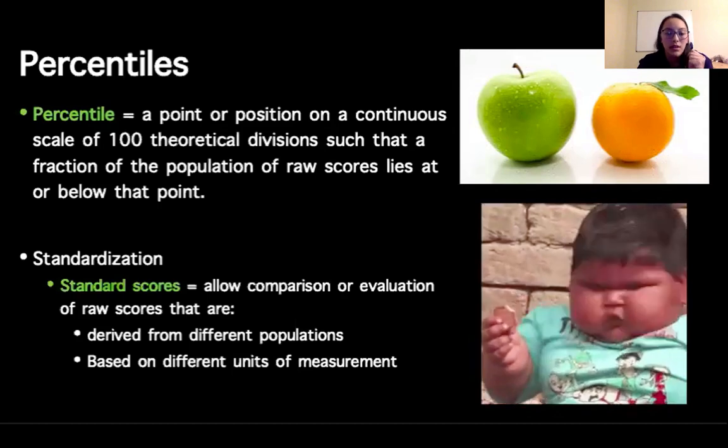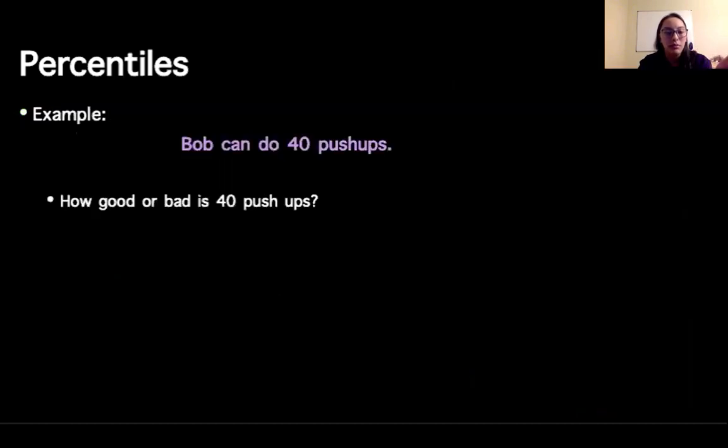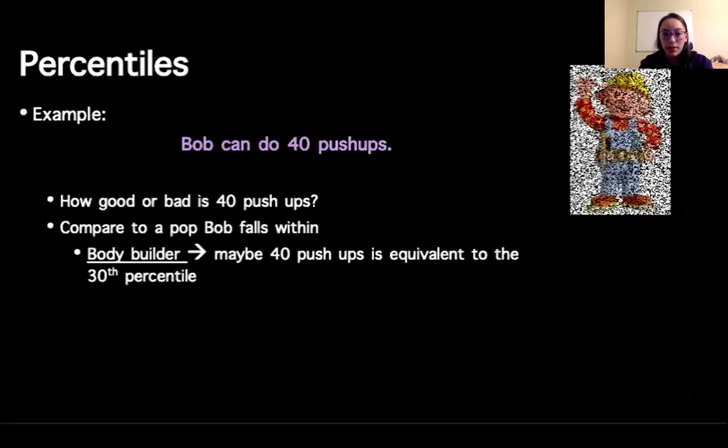Okay, so let's look at an example of how this would translate, right? So we say Bob can do 40 push-ups, right? Is this good or bad, right? You need some type of comparison, okay? So to do this, we need some context about who Bob is, right? And usually within research, we get this information from the sample that we're working with, right?